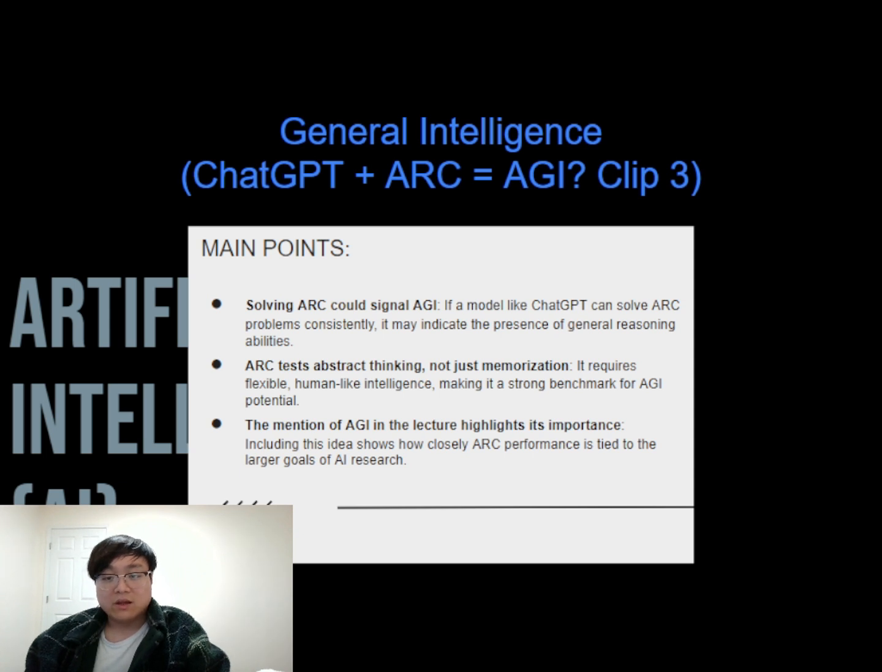It's interesting that the lecture chose to include this point because AGI, artificial general intelligence, means an AI that can think, learn, and solve problems across a wide range of domains without human guidance. It would be self-sufficient in learning new tasks, much like a human. Including this question in the lecture really drives home how important ARC is, not just as a challenge, but as a milestone. It represents a kind of benchmark. If AI can handle ARC on its own, maybe we are closer to AGI than we think.